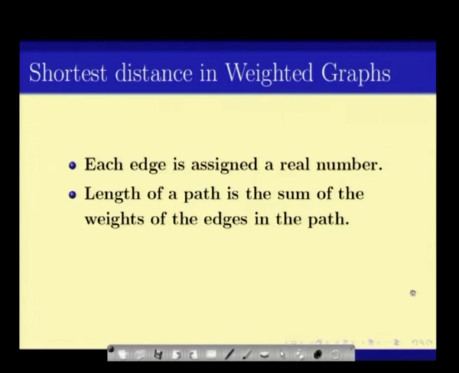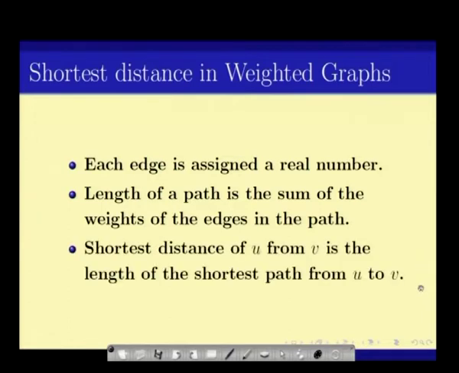So, when we have been given the edges, with various real numbers assigned to various edges, then the length of a path is the sum of the weights on each of the edges in that path. It is no longer the number of edges in that path, but the sum of the weights of edges in this path. And the shortest distance from a vertex to another vertex is the length of the shortest path. It seems very natural.